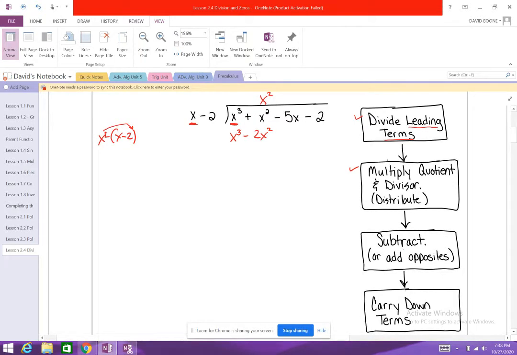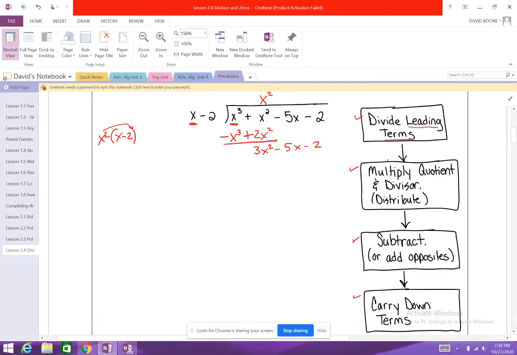Then we're going to subtract. What I like to think about in the subtracting is that it's really saying add the opposites. So I say change the signs, and then I can add these. So that will go away. When I add these together, I get 3x squared. And that process is done. We're going to need to carry down the next terms, so we carry down the minus 5x and the minus 2. So that's done, and then we're just going to repeat.